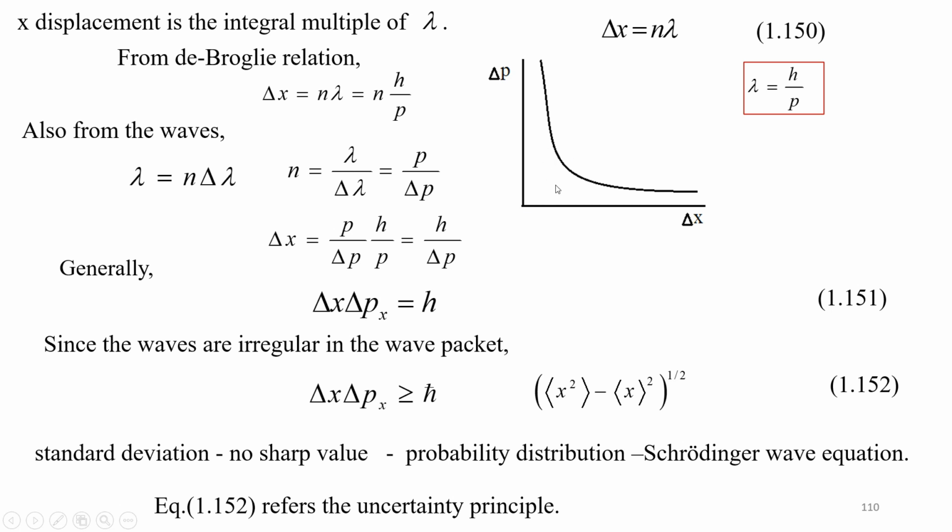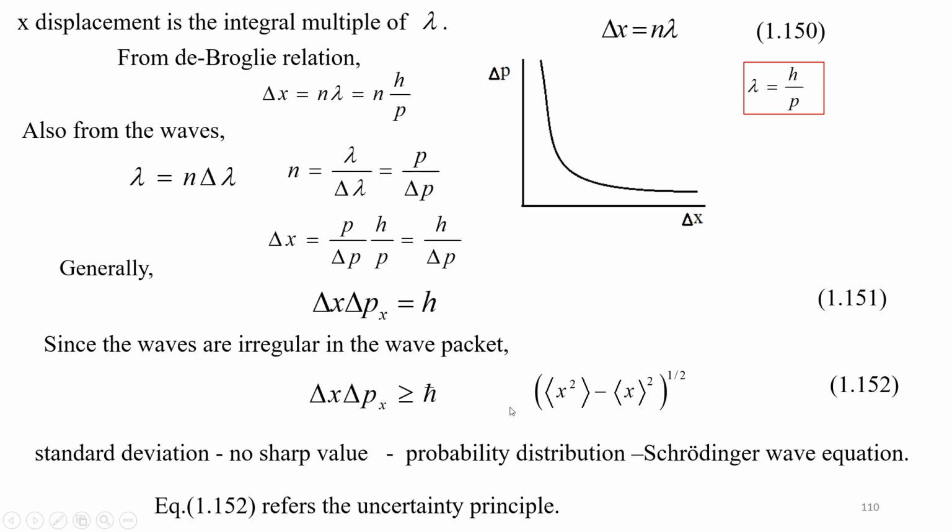So look at the picture. This is Δp versus Δx, and it shows a rectangular hyperbola. When Δx is very large, Δp will be very small. When Δp is very large and Δx is very small, the minimum uncertainty occurs exactly here.